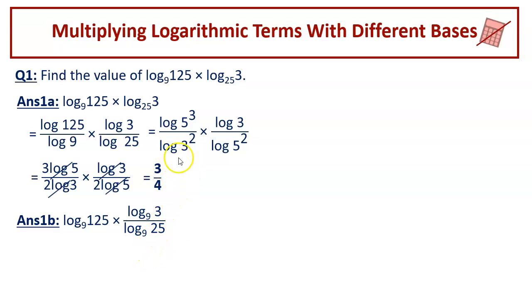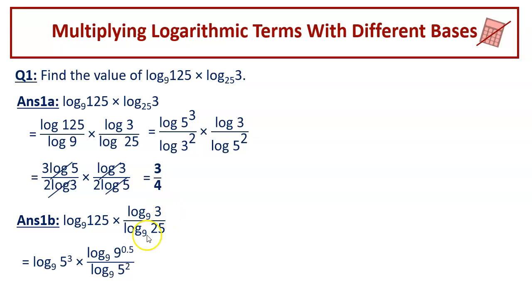Check. Okay. Now since we are changing the base to 9 for this term, it is log of 3 to the base 9 over log of 25 to the base 9. And this is of course 5 to the power of 3 and this is 5 to the power of 2. And over here, since the base is 9, we do not know the value of log of 3 to the base 9. So if we get a 9 over here, we know log of 9 to the base 9 is 1.